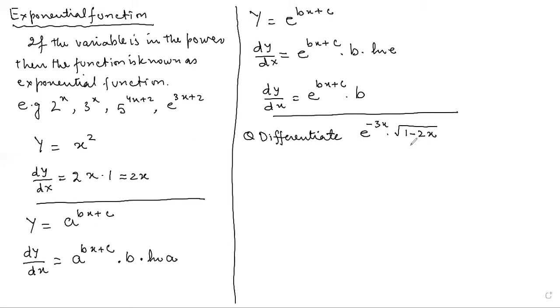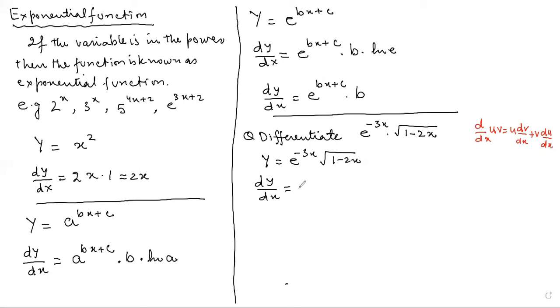To differentiate this one, we will apply the product rule. First of all, we will name this function as y. y is equal to e raised to minus 3x under root 1 minus 2x. dy over dx is equal to, the product rule is d over dx of u into v is equal to u dv over dx plus v into du over dx.